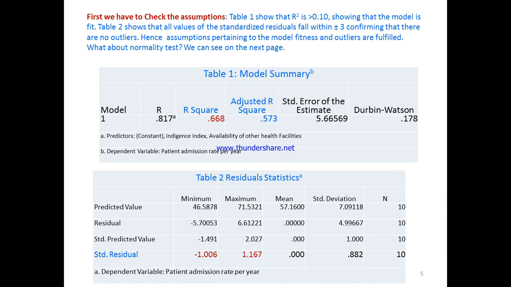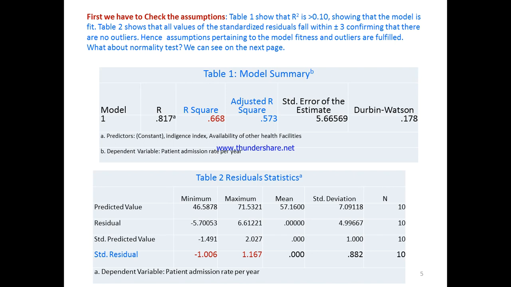Now we move to check another assumption, which is the assumption of absence of outliers. The data must be normally distributed; that is a requirement for multiple linear regression. This can also be checked by looking at the standardized residuals. The minimum and maximum values of the standardized residuals should fall between plus or minus 3, as we have discussed in the class.